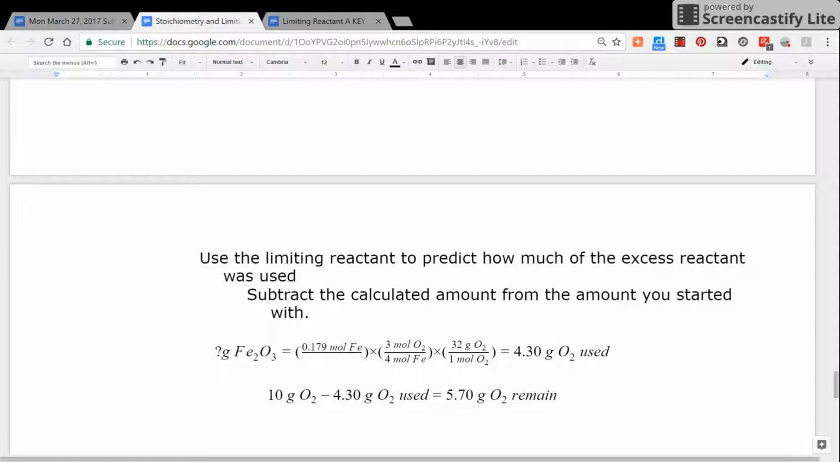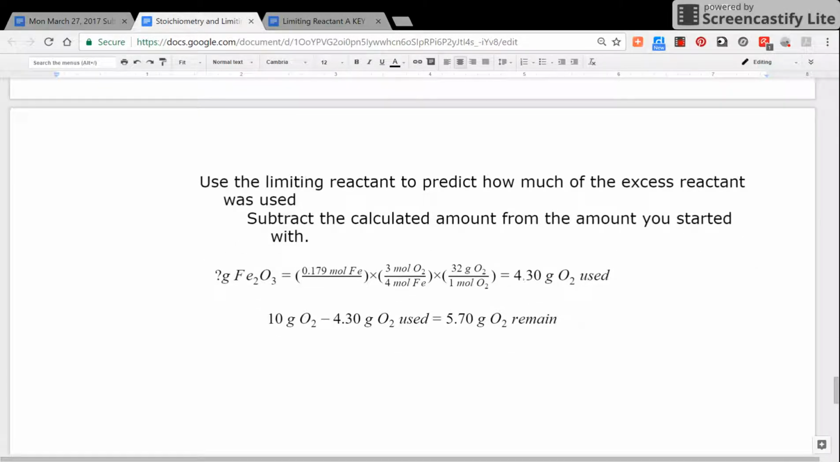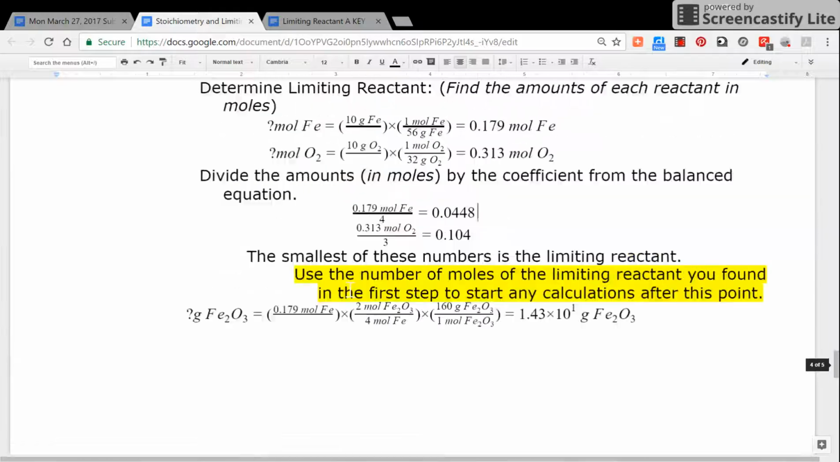So doing stoichiometry, I figured out that I only used 4.30 grams of oxygen. The problem told me that I started with 10 grams. You go back up here to the problem.